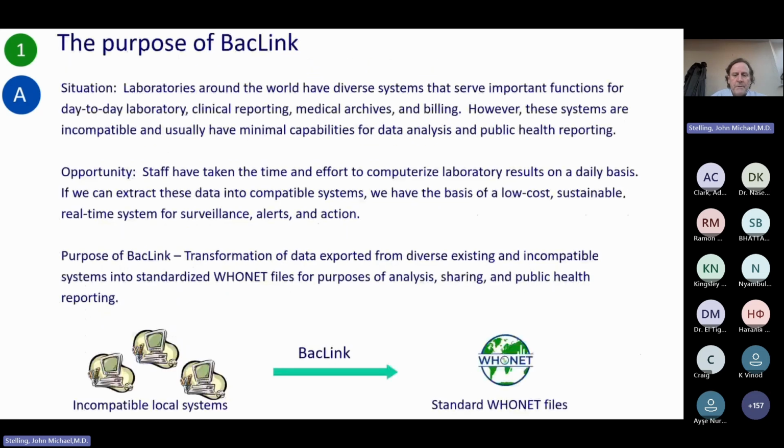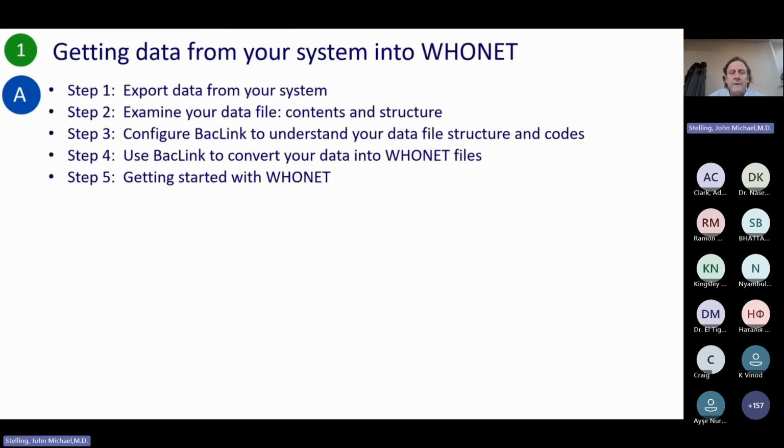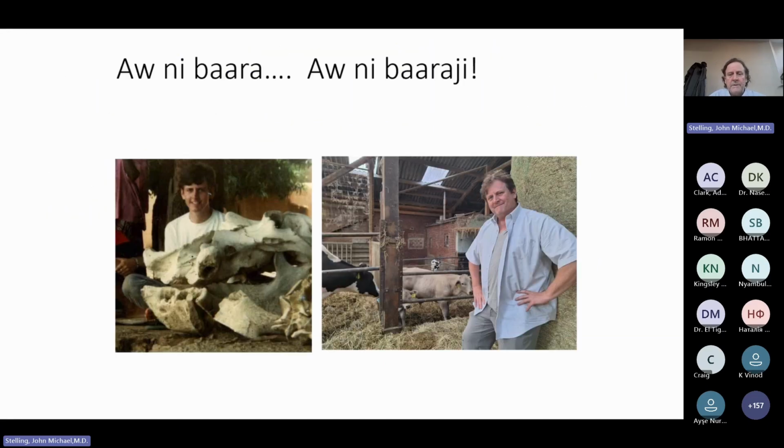BacLink is our data import tool. Many of you know that already. The lower left, you have Vitek, you have Excel, you have CLab, you have Sunquest, you have these different LISs. And you can't analyze them directly. They're not compatible. But with BacLink, you can get them into standardized WHONET files. And I'll demonstrate that next, including CLab.